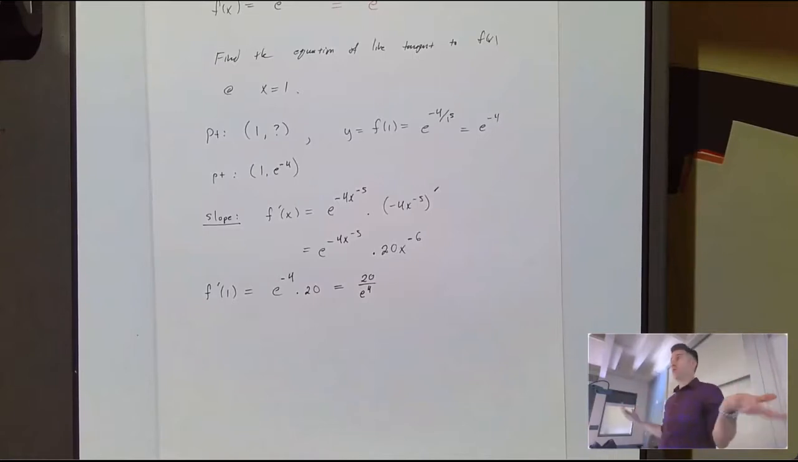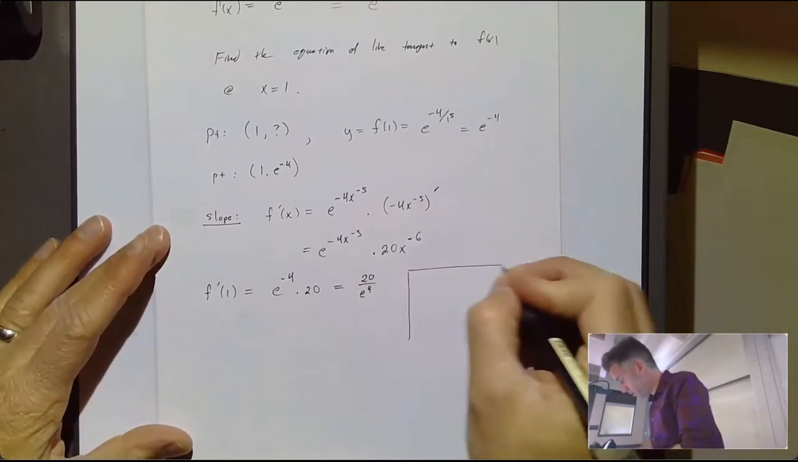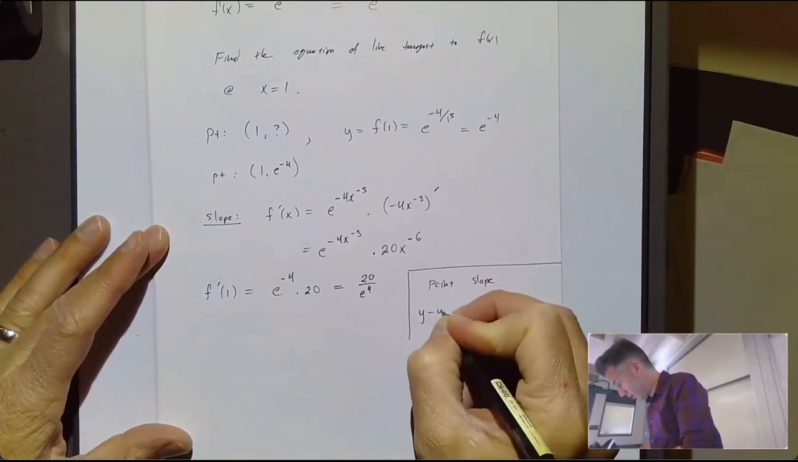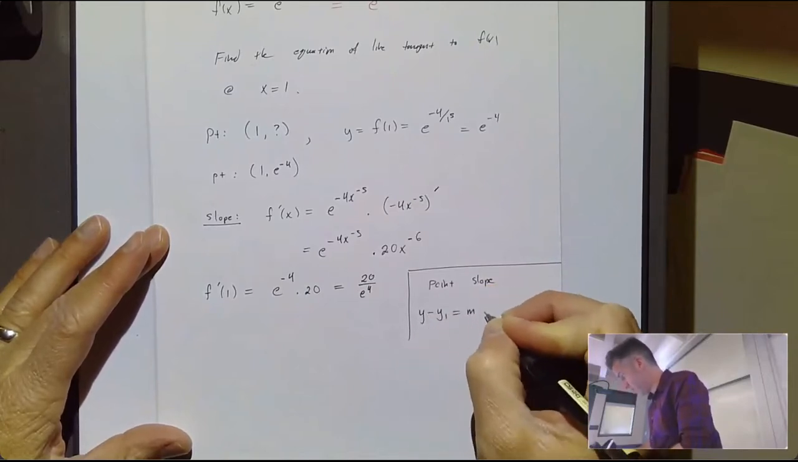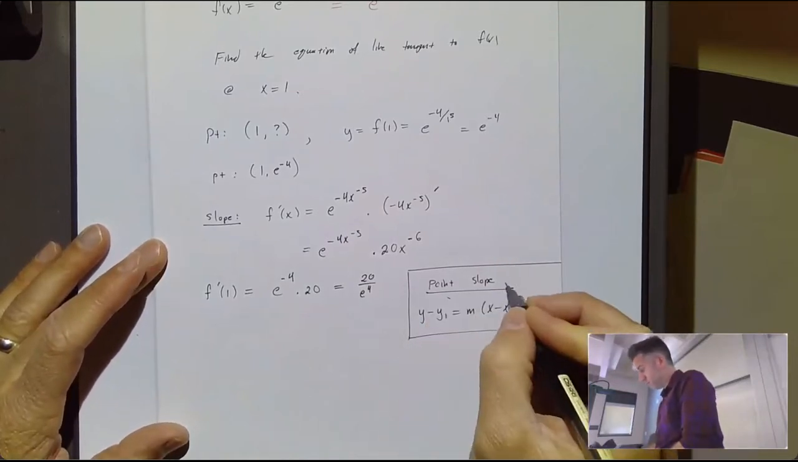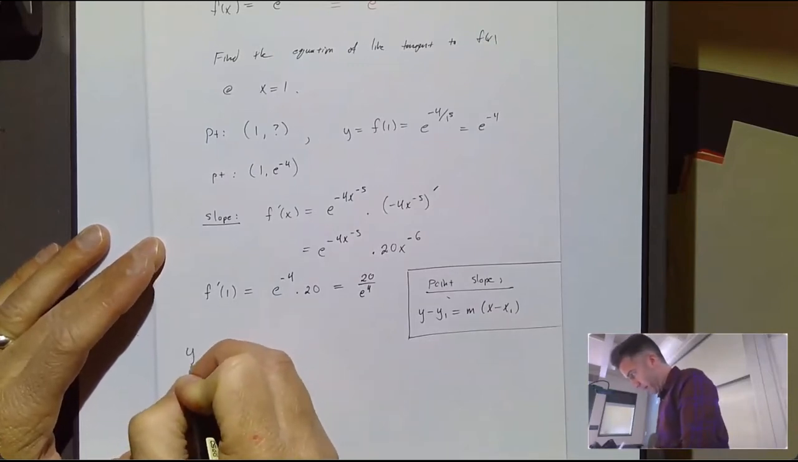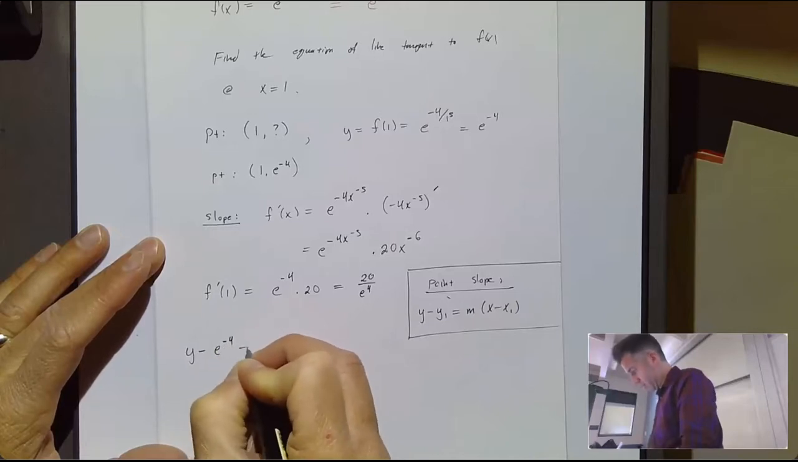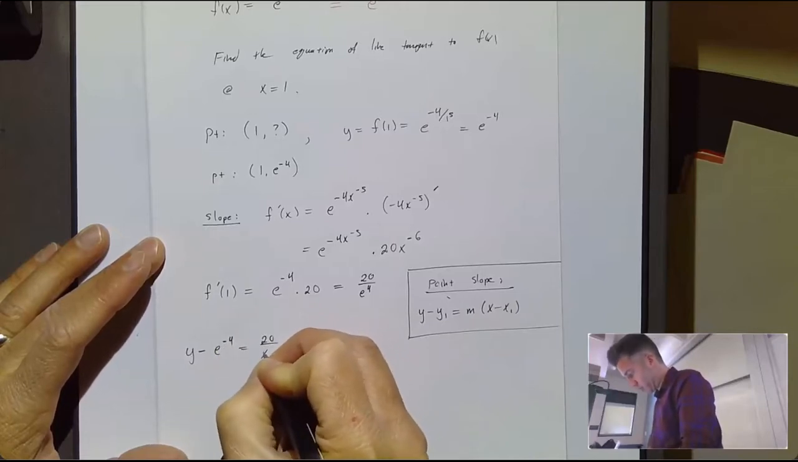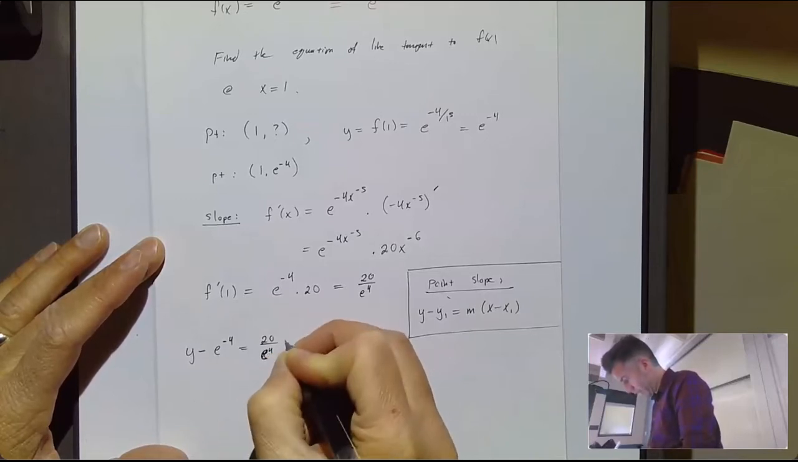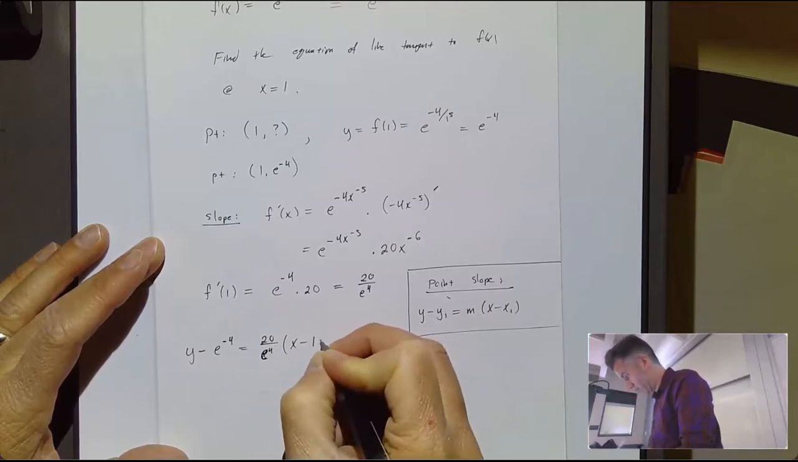Once you have the slope and a point, you can use the point slope formula, which, in case you don't remember, is just y minus your y coordinate equals your slope times x minus your x coordinate. So here I would do y minus e to the negative 4th equals my slope, oops, 20 over e to the 4th, sorry, times x minus my x coordinate, which is 1.